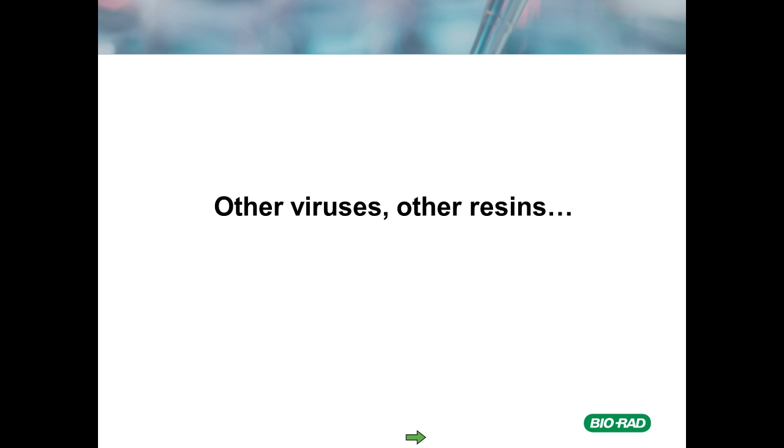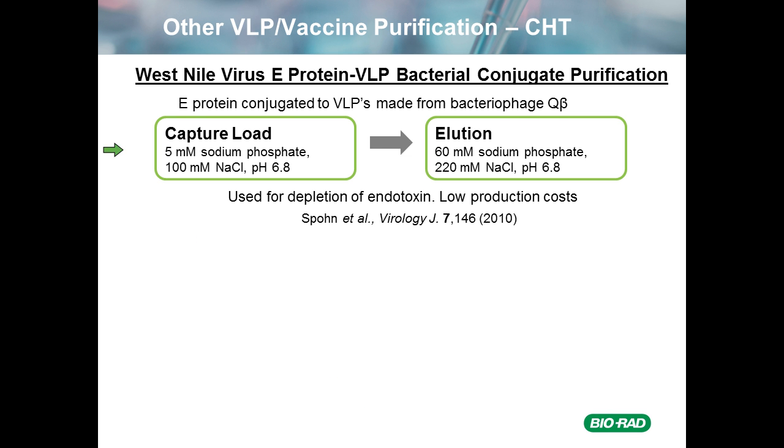I want to talk about some other viruses with other resins. West Nile virus has been purified, or the E protein in a VLP has been purified from bacteria. Again, on CHT, you see that the load is in low phosphate and a reasonable amount of salt, and the elution is with higher phosphate and a bit higher salt. This particular process was designed for depleting endotoxins, which is, of course, a major issue when you talk about bacterially expressed proteins.